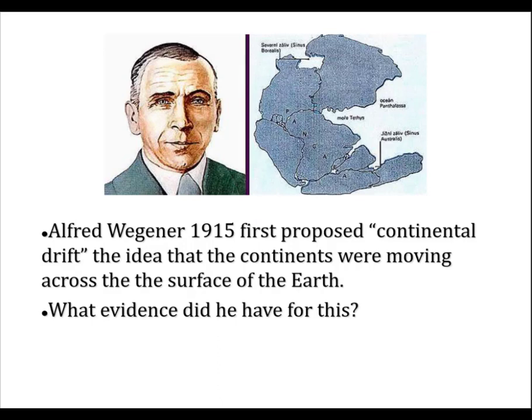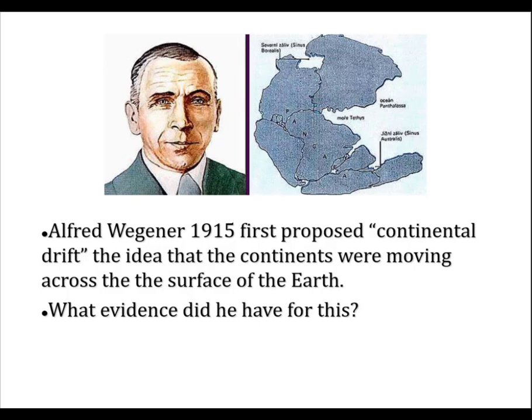Alfred Wegener was the first to propose an idea that he called continental drift. When you've learned this before, you might have learned plate tectonics and continental drift as practically the same thing. They're not. Continental drift is an older idea that, as we're going to see, was mostly right but wrong about some things, and was replaced by plate tectonics, which is kind of an updated version of continental drift. So in 1915, Alfred Wegener proposed this idea of continental drift, just that the continents are moving, right?